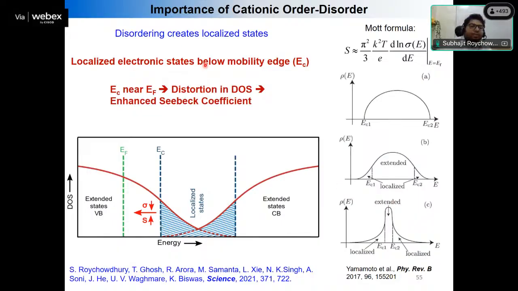So then we want to first understand what is the importance of this ordered and disordered state. Now, if your system is strongly disordered, it will create a strong localization, like Anderson localization. So you will get a very low electrical conductivity because it is an insulator. But at the same time, if you have a very high disorder, you will have a localized state and it will distort your density of states. So we can get a high Seebeck coefficient. So we have to tune the Fermi level in such a way that we can get a high Seebeck coefficient as well as high electrical conductivity.